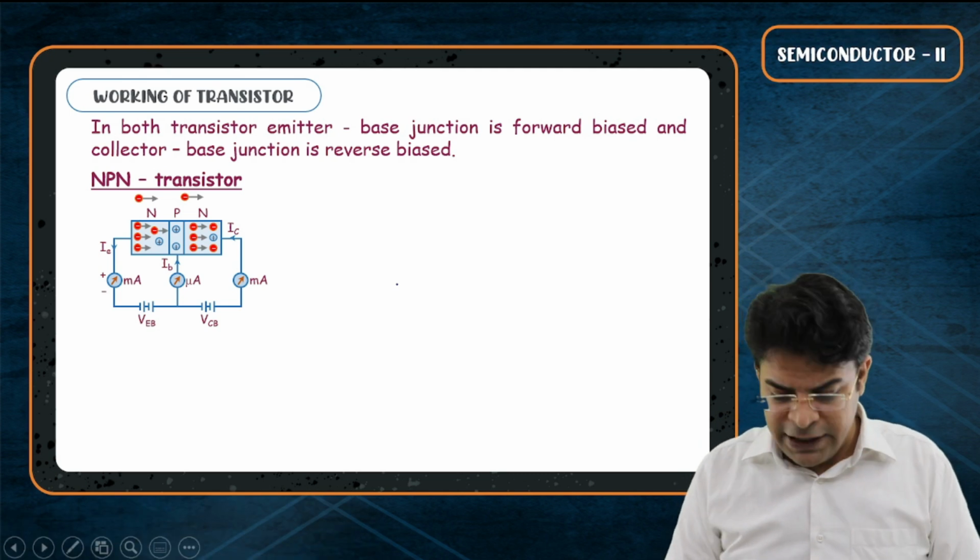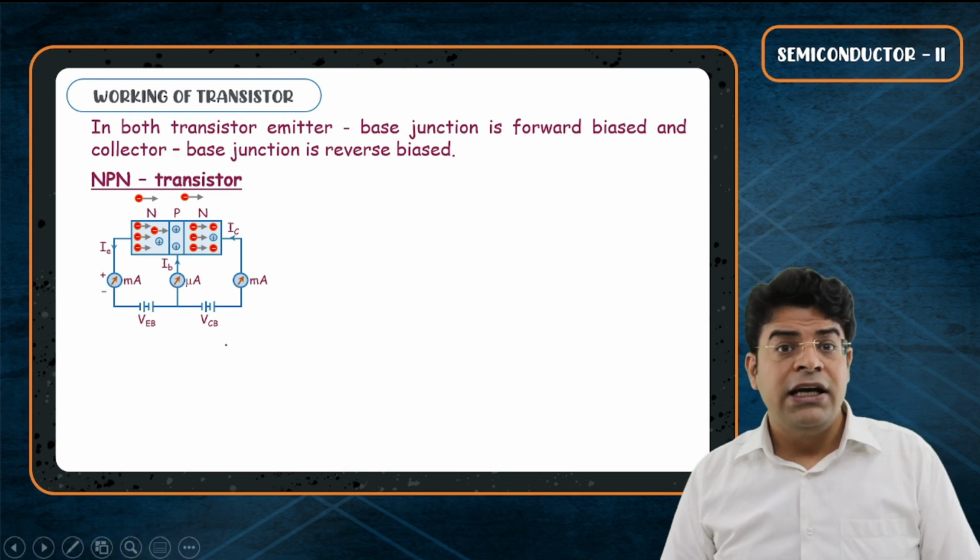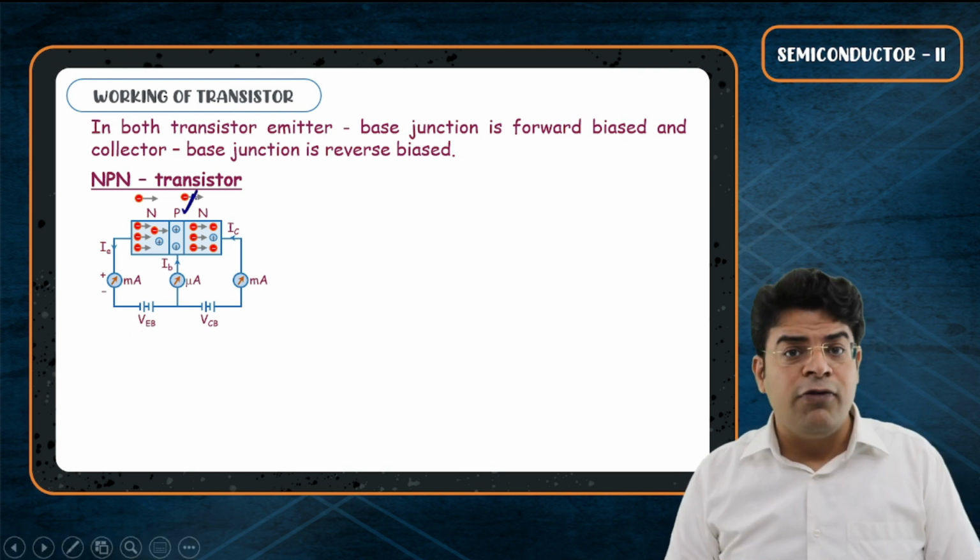So why do we keep the emitter base junction forward biased and the base collector junction reverse biased, and why do we purposefully do a double whammy to the base?